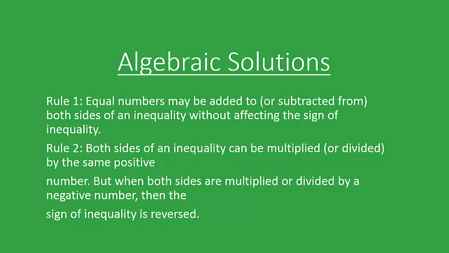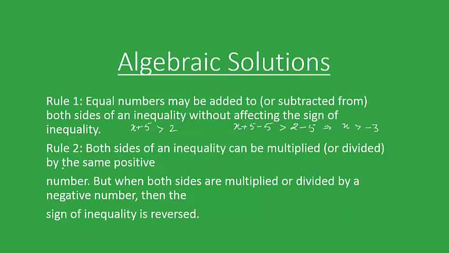Equal numbers may be added or subtracted from both sides of an inequality without affecting the sign of the inequality. That is, if we are given an inequality like x plus 5 greater than 2, then we could subtract or add a certain number to both sides without affecting the sign. If we subtract 5 from both sides, it doesn't affect the sign of the inequality, which was greater than in this case. So it yields x greater than minus 3. This was a simple example of how to solve an inequality.